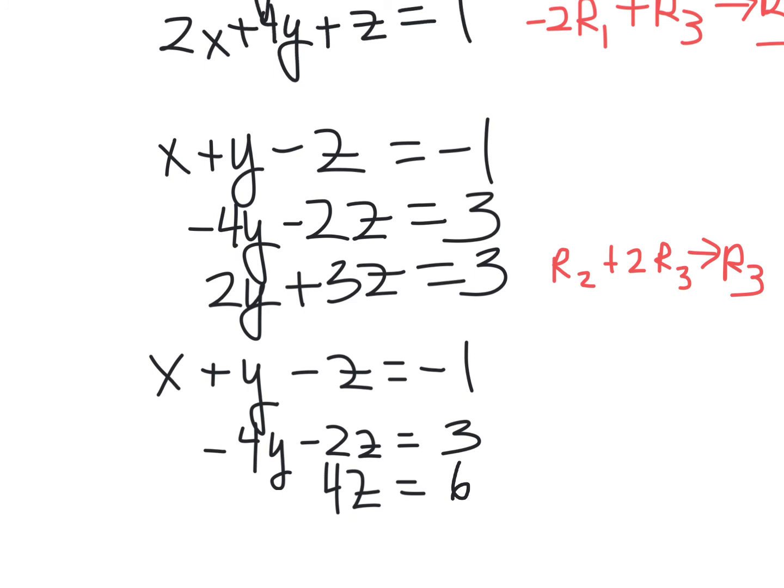And then if we divide by 4, we get z equals, again, we don't have to rewrite everything. We could just write exactly what it equals, 3 over 2, or 1.5, and then you go ahead and back substitute all the same.